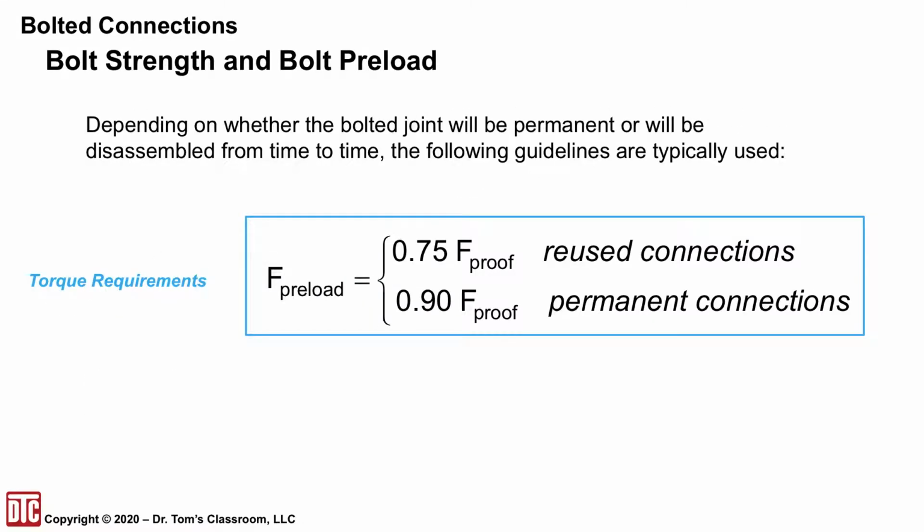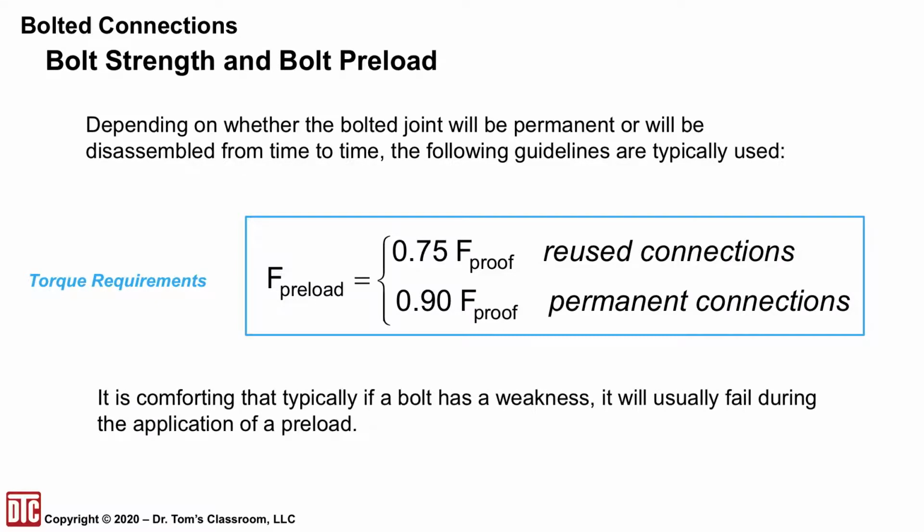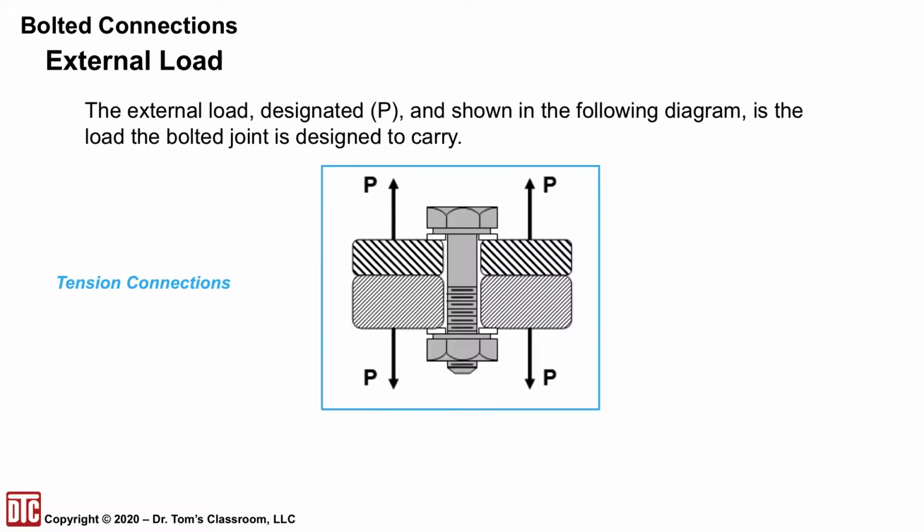Now, depending on whether the joint is to be a permanent joint or will be disassembled, these are the guidelines for the preload. If it's going to be reused, you go to 75% of the proof, and if it's a permanent connection, you go to 90% of that proof load. And what is always comforting is that if a bolt is weak, it will usually fail during the application of the preload. So it'll break when you're trying to assemble it. That is definitely comforting. You sleep at night on that one.